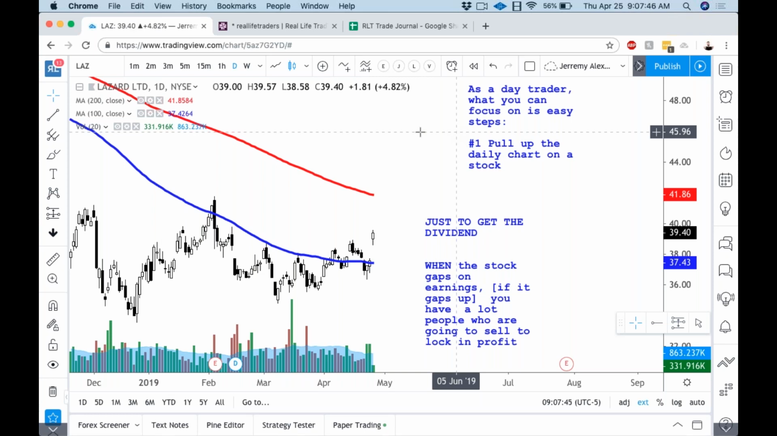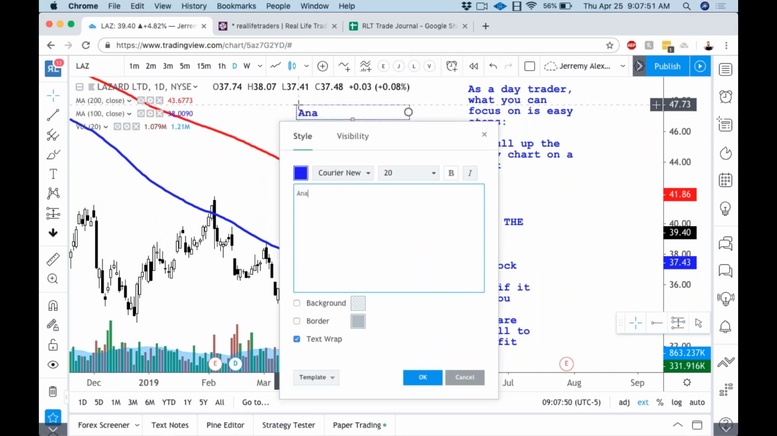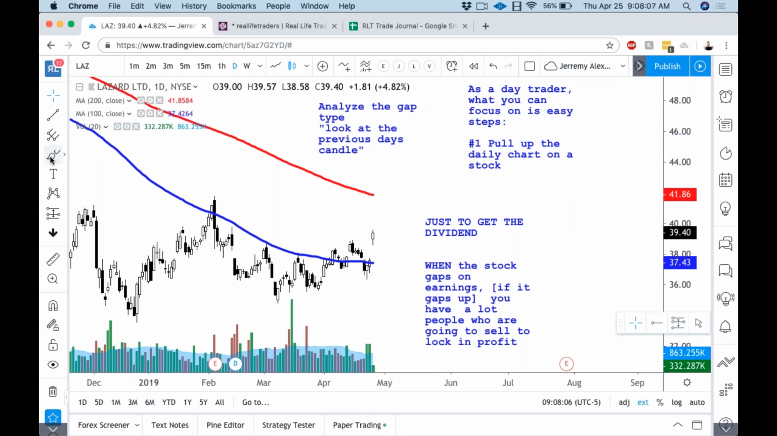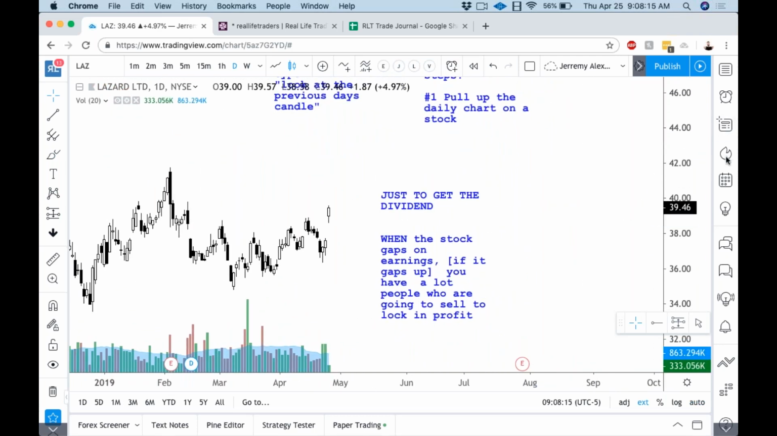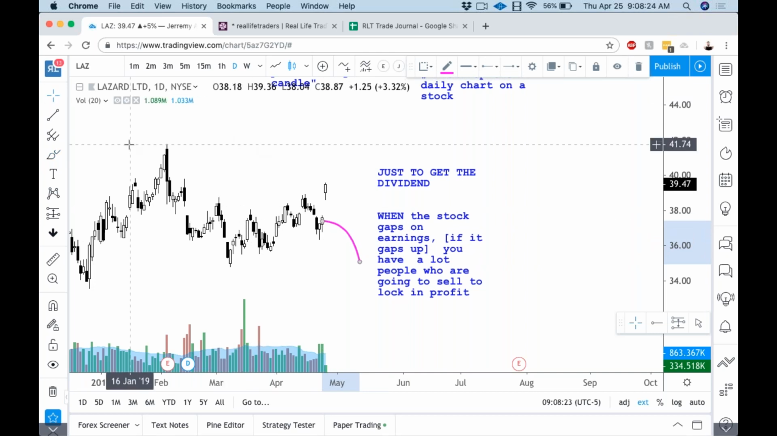The first step is pulling up the daily chart, and the second step, once you have the daily chart pulled up, is to analyze the gap type. And that's actually pretty easy to do. Simply look at the previous day's candle and get some insight on that particular candle. So for example, on ticker symbol LAZ, if I zoom in here and let me turn off these long-term moving averages for a second. So if we're looking at the previous day candle, type in a 6 into the chat pane if you agree that yesterday's candle on LAZ was a bullish candle.